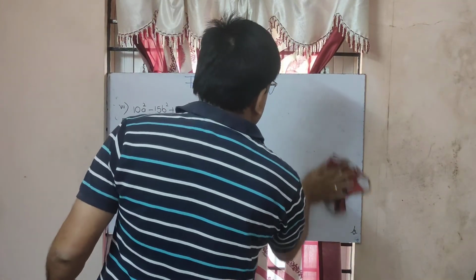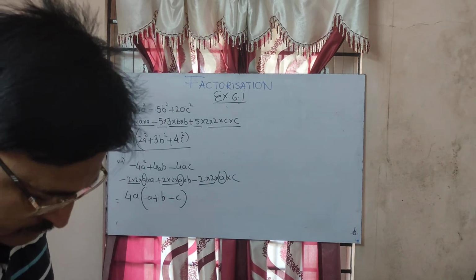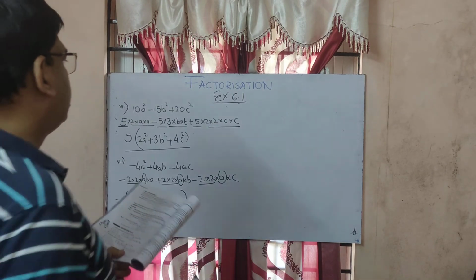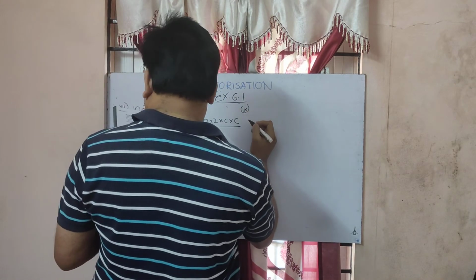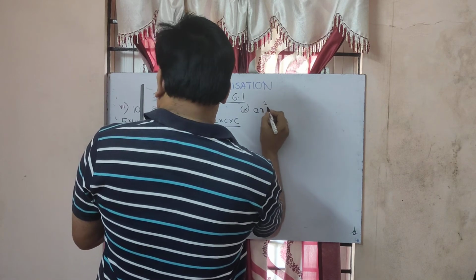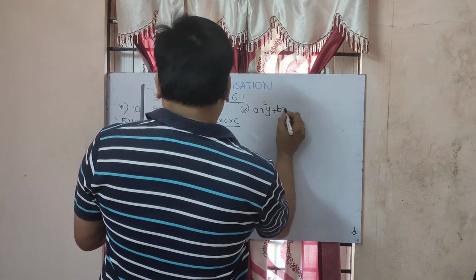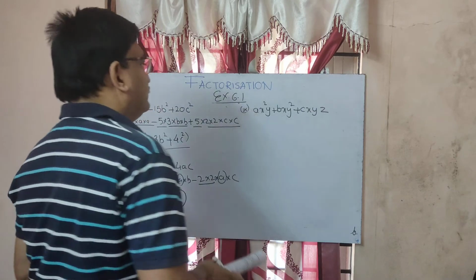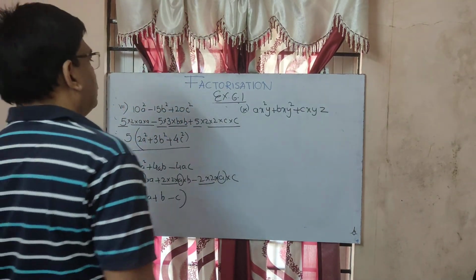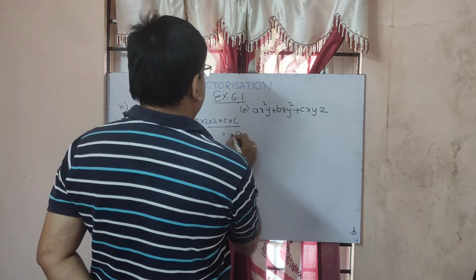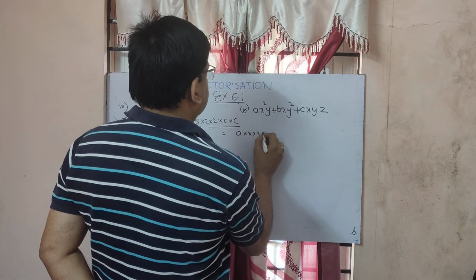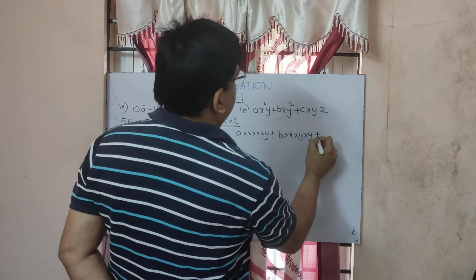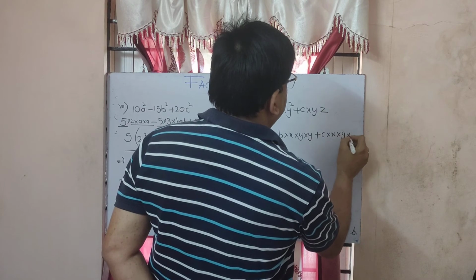We'll do another example. So we'll do the 10th one. Ax square y plus bxy square plus cxyz. Now A is A. X can be written as x into x, y can be written as y. B is B, x is x, y square means y into y. Plus C is C, x is x, y is y, and z is z.